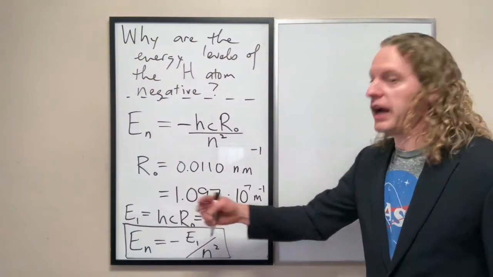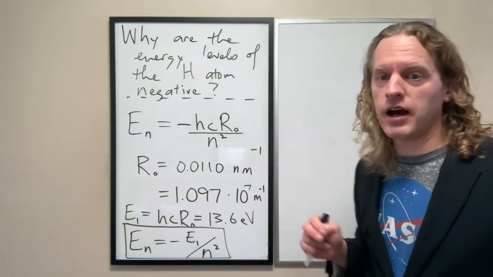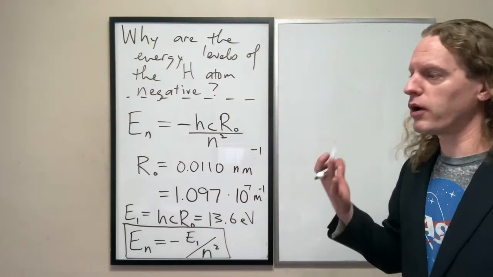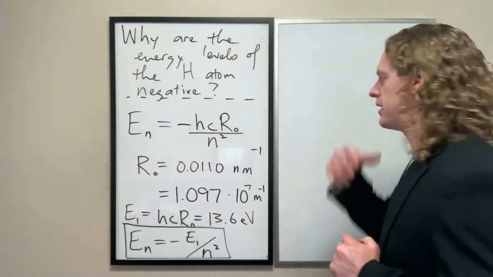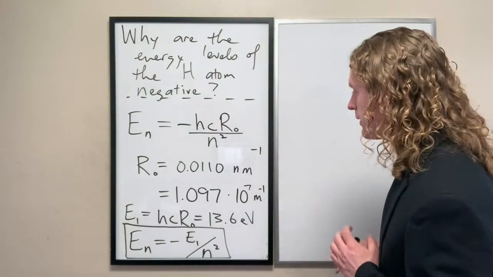So this will come back to help us later in the lecture, because when we talk about the Bohr atom, we do need to have the negatives and positives correct here for the differences in energy levels to come out.